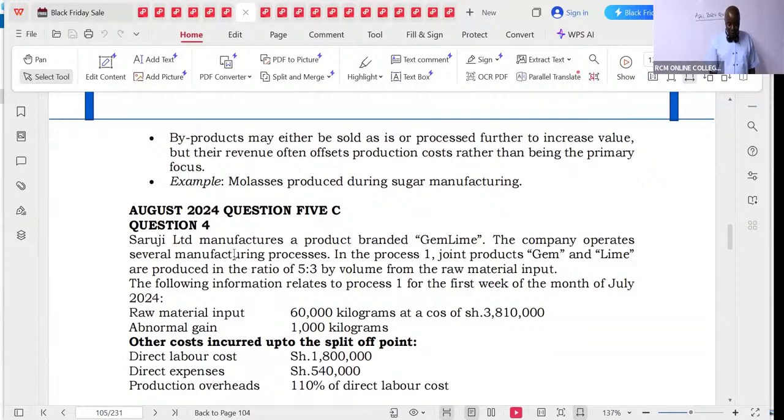Which other topic would you want Mwalimu to concentrate in? I'm the one who knows, don't worry. ABC.